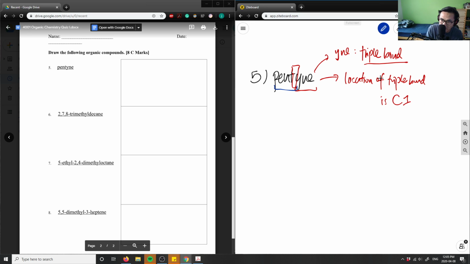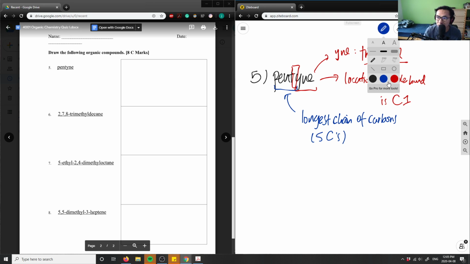This here is pent, right? And the pent here refers to the longest chain of carbons. And pent here, as we talked about previously, is our prefix. A good way to memorize pent is pentagon, which has 5 sides, right? So it means I have 5 carbons, 5 C's.